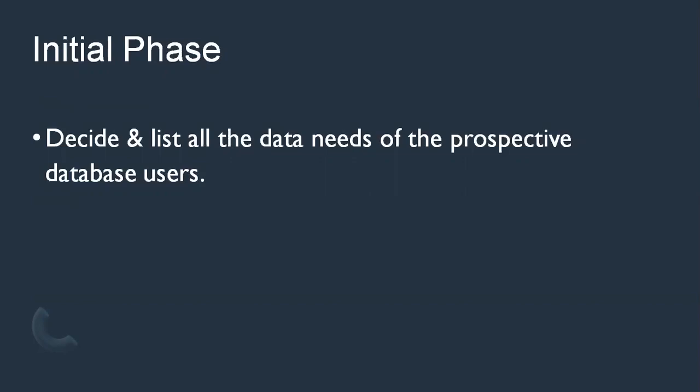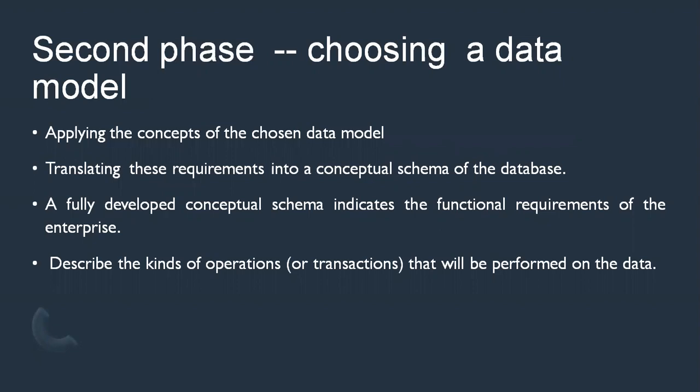So what are the different needs so that we can design the database? First need is we must have links of all the videos, right? Second point in the list is we must have the name of the point on which the video is prepared. So this is the simple initial phase wherein we have to decide and list all the data needs of the prospective database users. Let us see next phase. We call it as second phase.